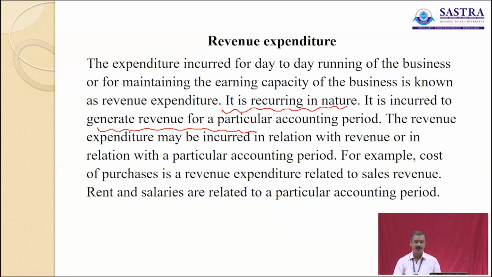The revenue expenditure may be incurred in relation with revenue or in relation with a particular accounting period, either related to the revenue or related to the particular accounting period. For example, the cost of purchases is a revenue expenditure related to sales revenue, and rent and salaries are related to a particular accounting period. How do you discriminate? Do you understand this? The cost of purchases is a revenue expenditure related to sales revenue.